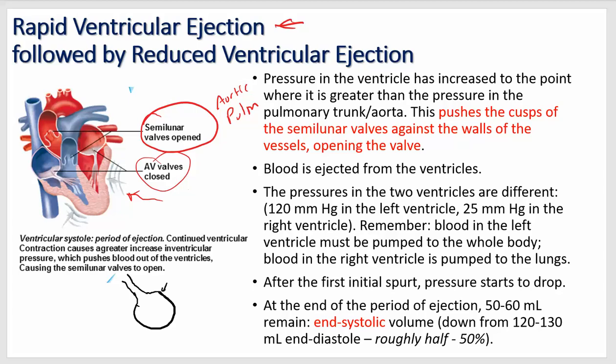So the valves were open, and our blood was pushed. We just squeezed our blood through. So now, we're going to say there's a little bit left in here, our end systolic volume, which we're saying is about 50 to 60 milliliters. But most of our blood is up in here, in the aorta. We just pushed it up in there.